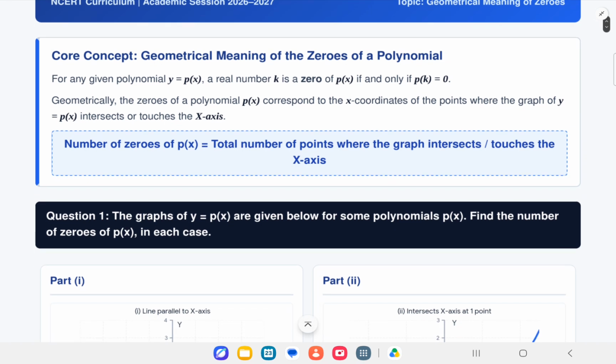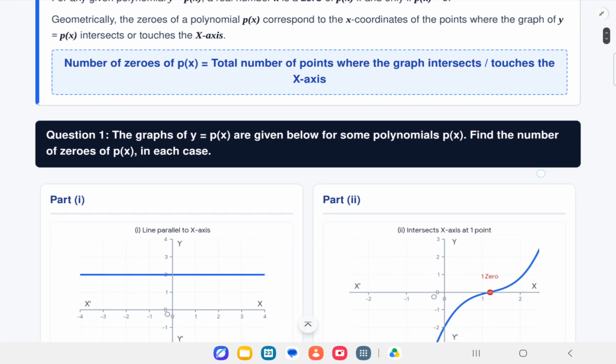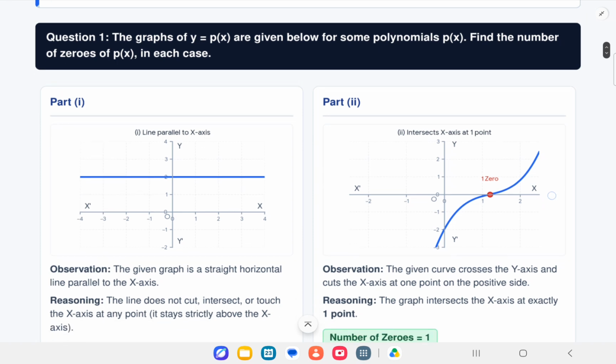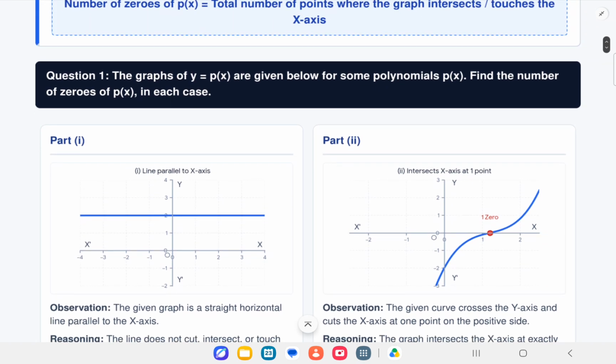So question number 1 of your exercise 2.1 is given here, and see what it says. The graphs of y is equal to p(x) are given below for some polynomials p(x). Find the number of zeros of p(x) in each case. You need to find out the number of zeros of p(x) in each case. You are given 6 parts here, so we will find the zeros of p(x) in this question.